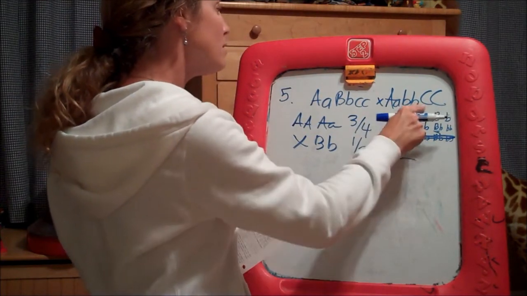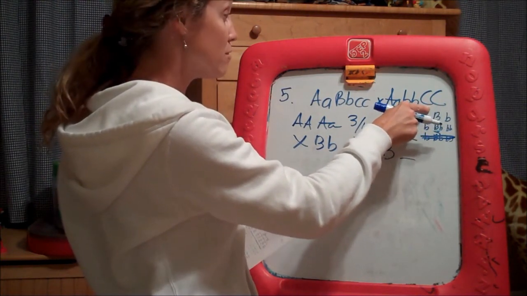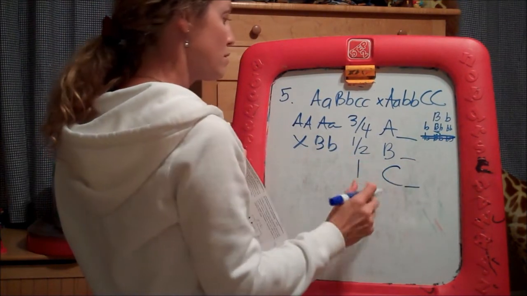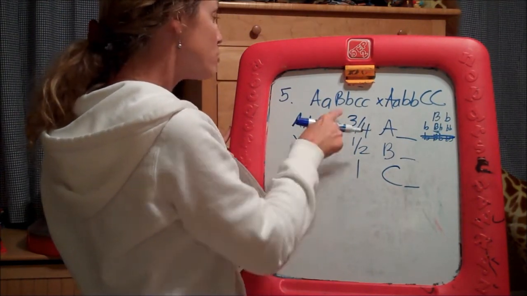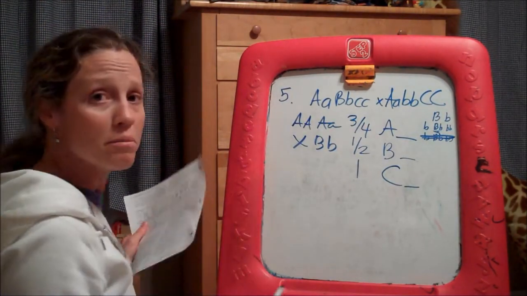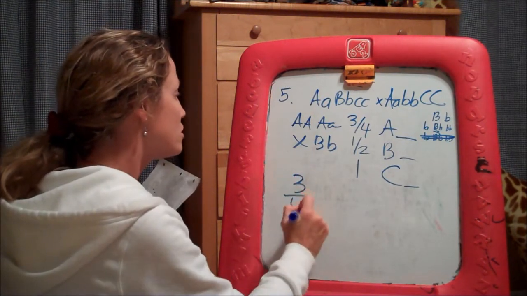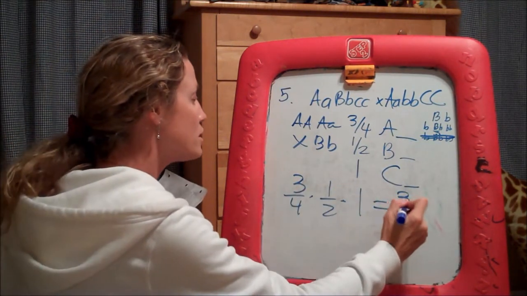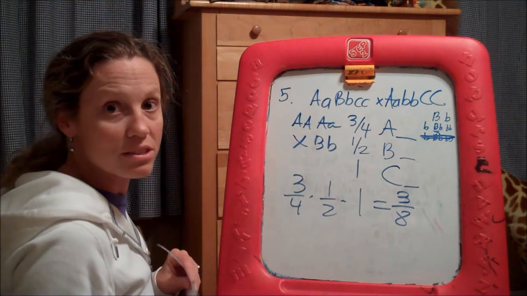And then for C, every offspring is going to have a big C because this parent only has big C's to give. So that means we're going to have 4 out of 4, which would be 1, right? So these are all the different things. Now they all have to happen at the same time. So what do we do if they all have to happen at the same time? Do we multiply or do we add? We multiply. So 3/4 times 1/2 times 1, and y'all remember how to do the math here. So you're going to get 3/8 as your chance of getting all 3 showing the dominant phenotype.